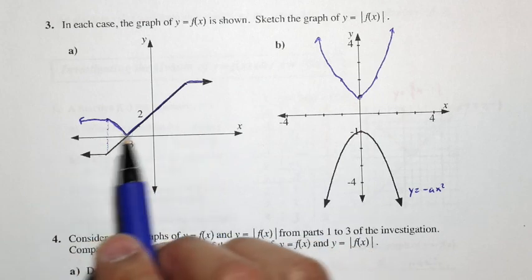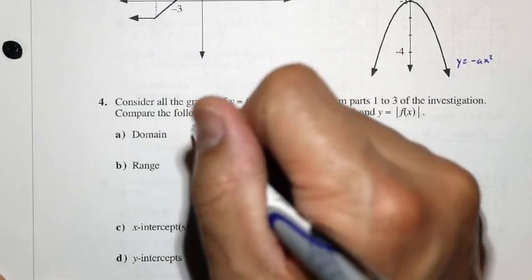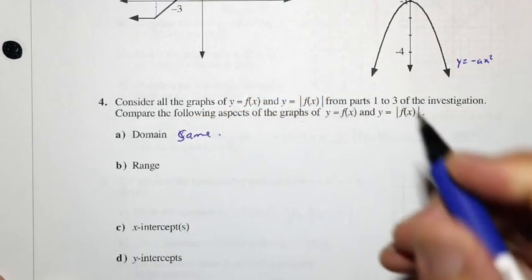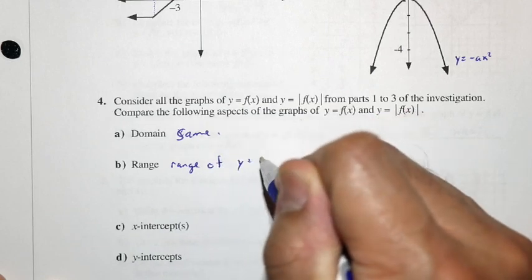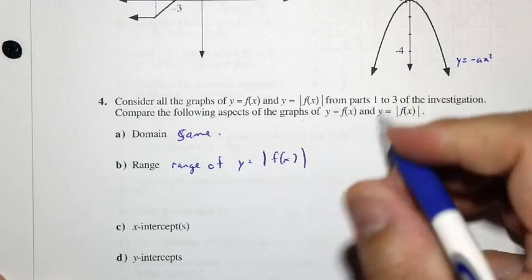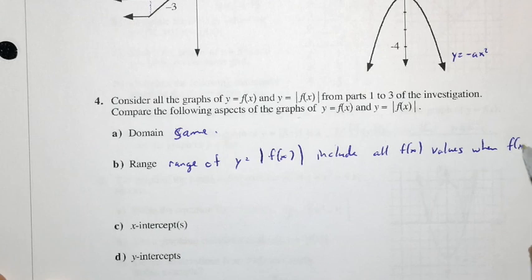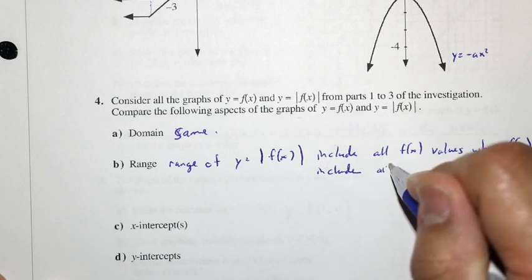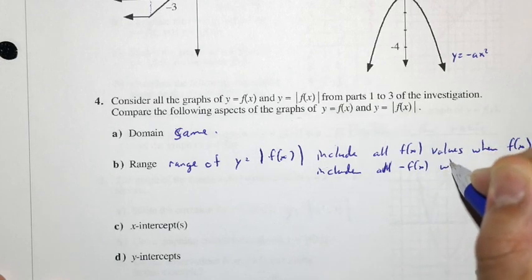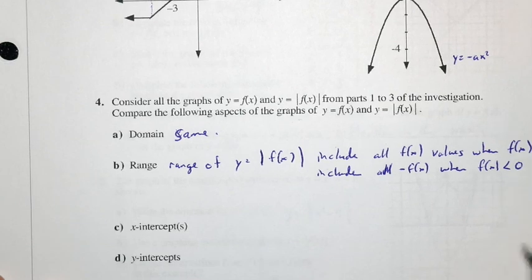There's always an x when there's a value of y in the original function. So here we can say it's the same domain. Okay? What about the range? Well, the range of y equals the absolute value of f of x is going to include all f of x values when f of x is greater than 0. And now, going back to our piecewise function, it's going to include all the values of negative f of x when f of x is less than 0. And in fact, we can just also include the 0 here.